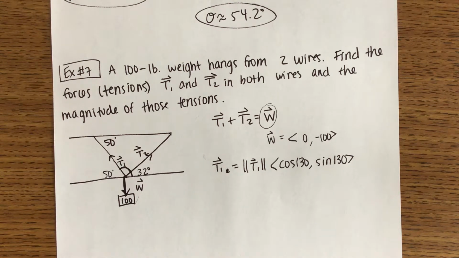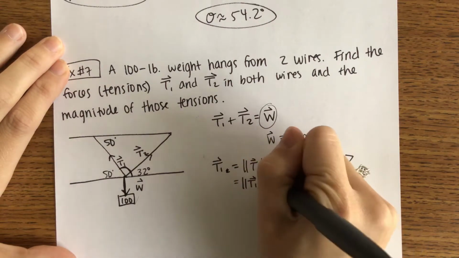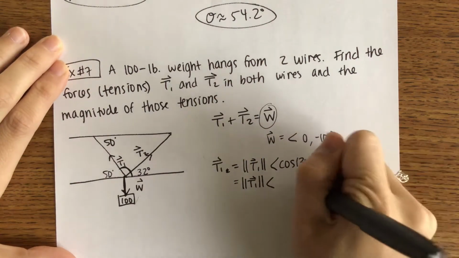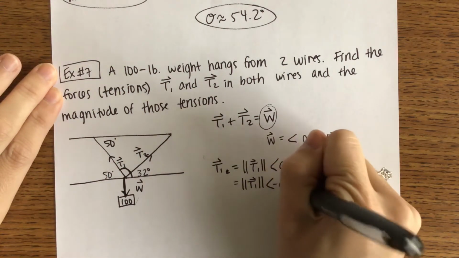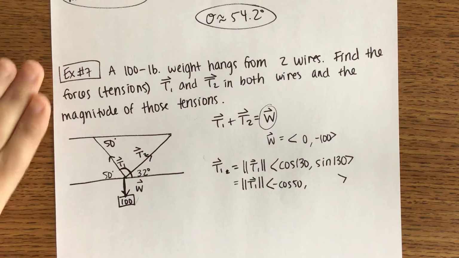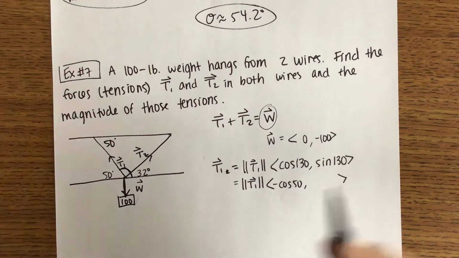It might be helpful to write this in terms of 50 instead. So that's what we're going to do. How does cosine of 130 relate to cosine of 50? Yeah, same value, opposite sign. So this is the same as writing negative cosine of 50. How does sine of 130 relate to sine of 50? They're the same.